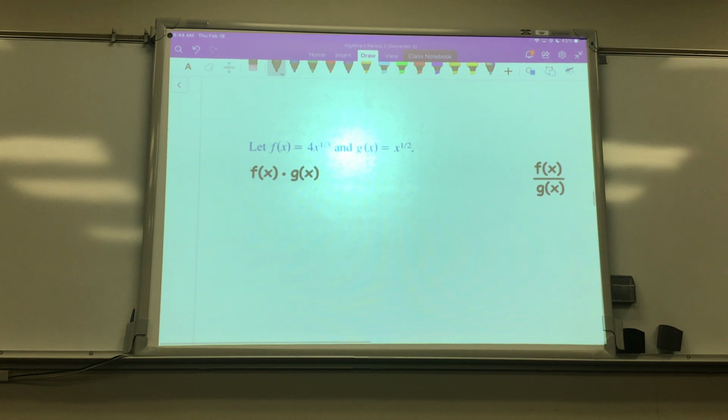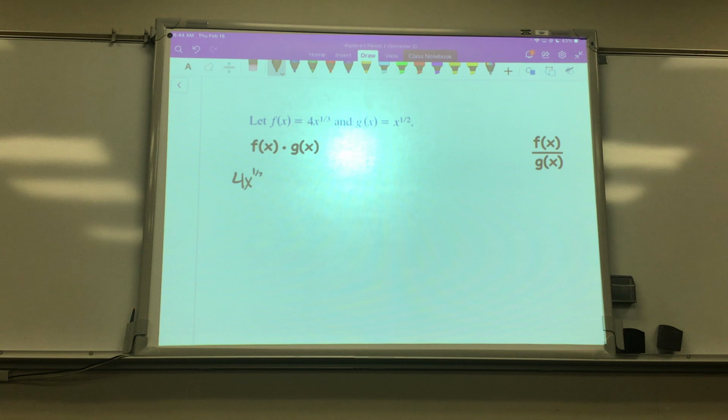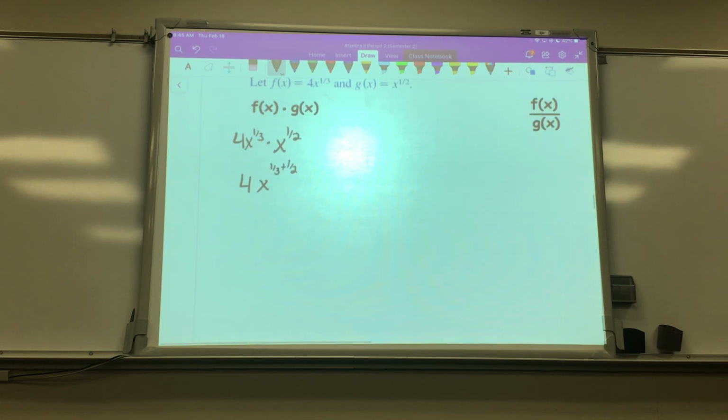Okay, f of x times g of x. f of x is 4x to the 1/3, g of x is x to the 1/2. When you multiply these, you multiply your coefficients, right? 4 times 1, so just 4. And when I multiply two things that have the same base, what do I do with those exponents? Add. So 1/3 plus 1/2.